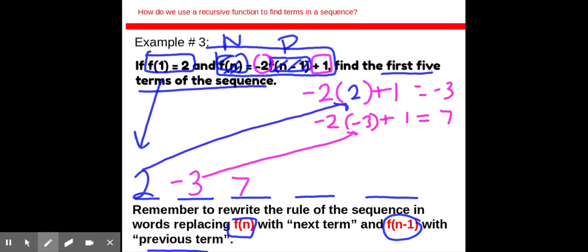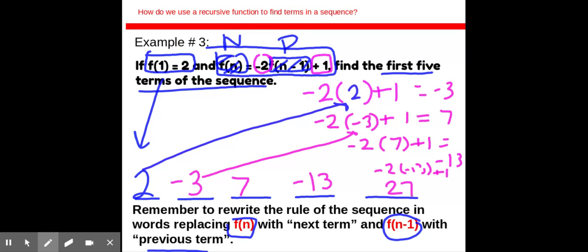I'm going to just keep following this pattern. Take -2, plug in the previous term, add 1. The previous term in this case was 7. So -2 times 7 plus 1 should give you -13. And again, I'm looking for the first 5 terms. So I'm just going to keep repeating this pattern. -2 times -13 plus 1 is +27. So that should be our first 5 terms of the sequence. So we're just taking that answer, plugging it in, and repeating the pattern.